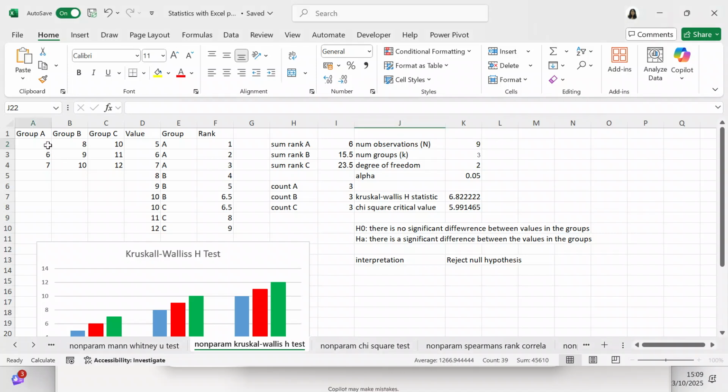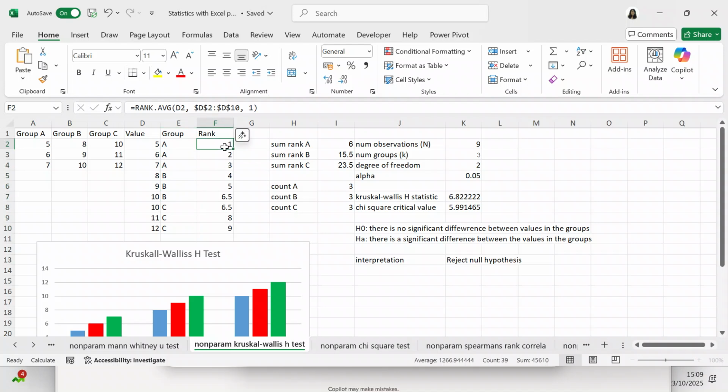You've got Group A, which is 5, 6, 7. Group B, which is 8, 9, 10. And Group C, which is 10, 11, 12. Then we take the values and put all the groups together, labeled as A, B, or C, and then we rank them.